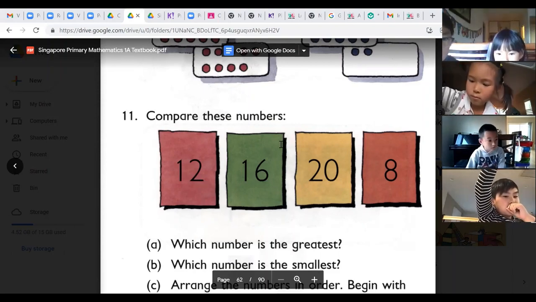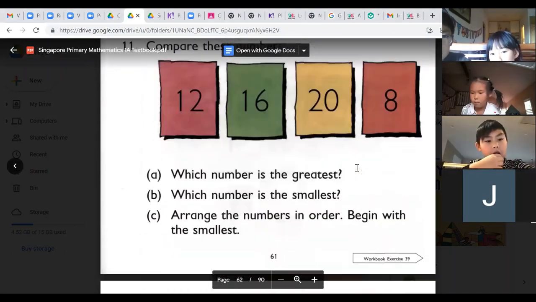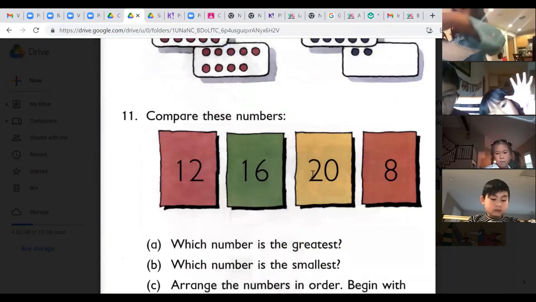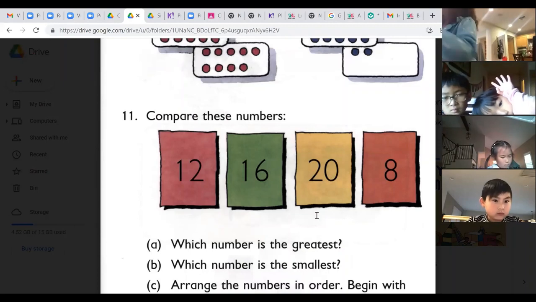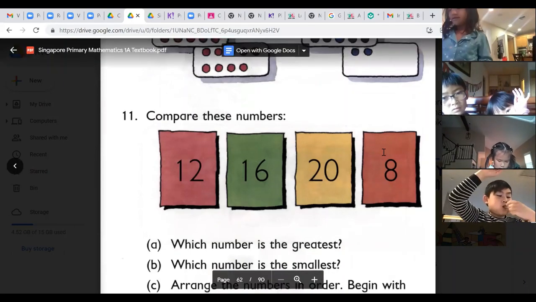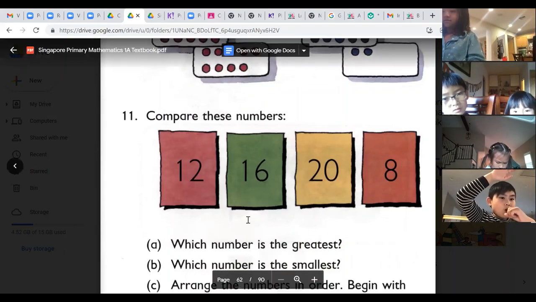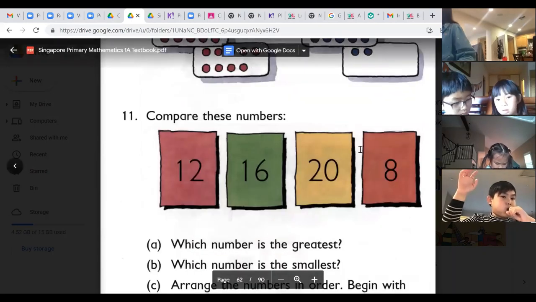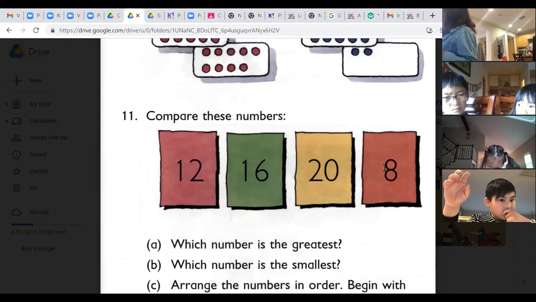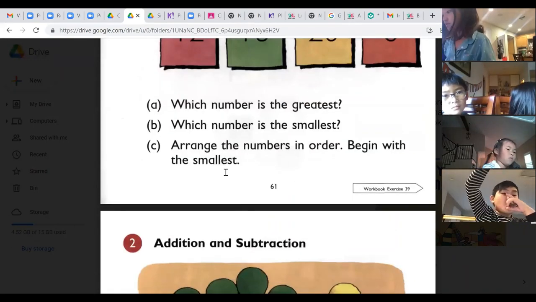But now, if we look at which number is the greatest, you can see that if we were to have, let's say, 20 apples, 20 apples is more than 16 apples, it's more than 12 apples, it's more than 8 apples. So 20 is going to be the greatest. And if we look at B, which one is the smallest? Well, we know if we have 8 apples, that would be the least compared to 12, 16, and 20 apples. So 8 is the smallest.